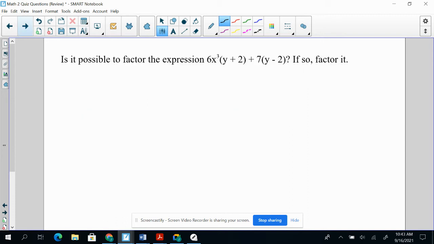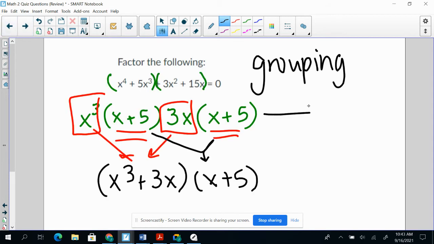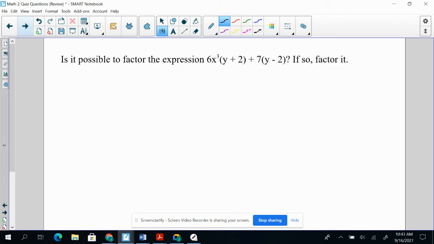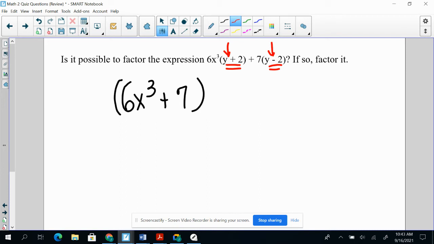All right. So then is it possible to factor this expression? So this is factor by grouping, like line 2. So we are looking at that one right here is all they've shown. After they've pulled out the GCF, our 6x to the 3rd power plus 7 would have to be our first factor if we could factor it. But these have to match. This is a plus and this is a minus. So they don't match. So that means it can't be factored this way.